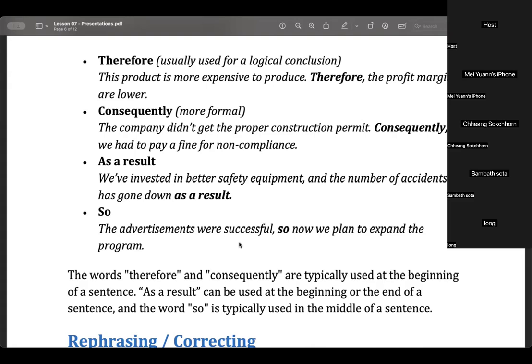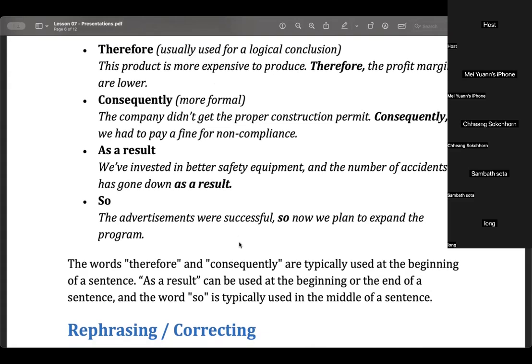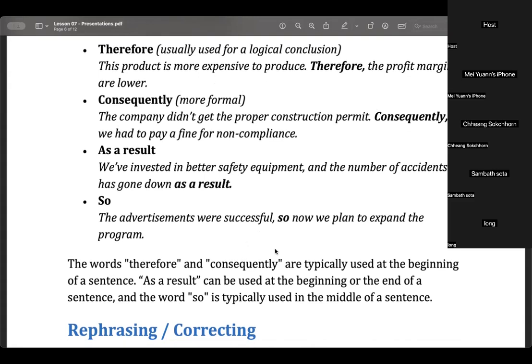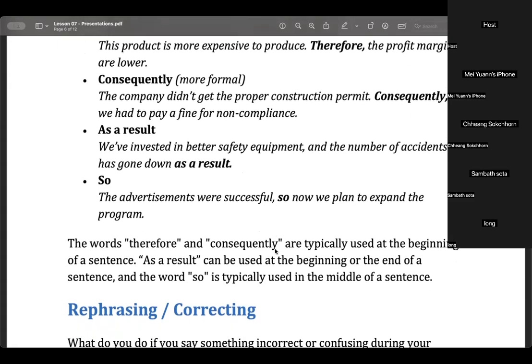The words therefore and consequently are typically used at the beginning of a sentence. As a result can be used at the beginning or the end of a sentence. And the word so is typically used in the middle of a sentence.